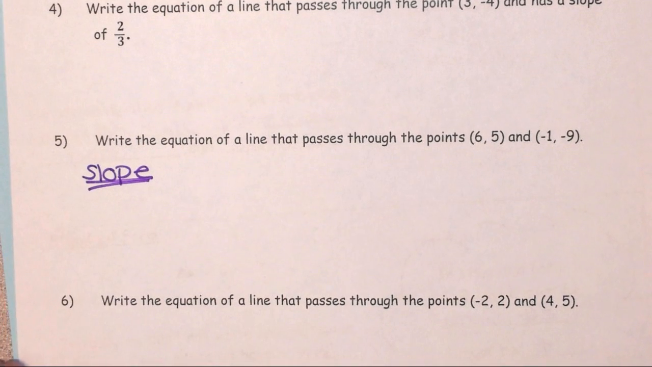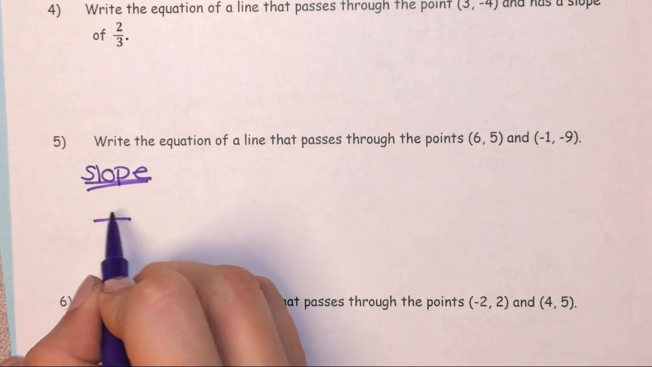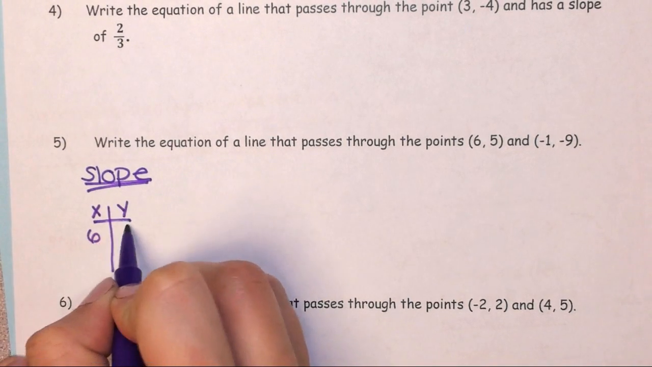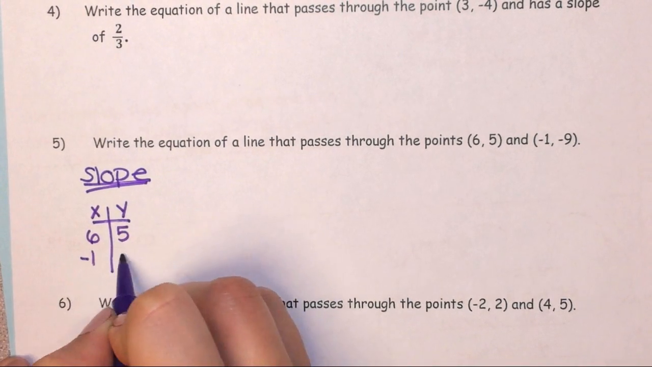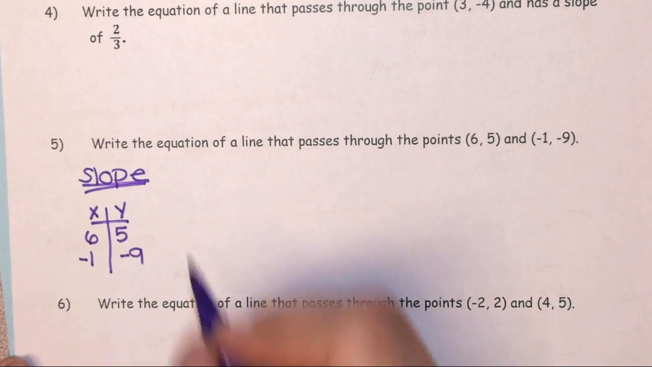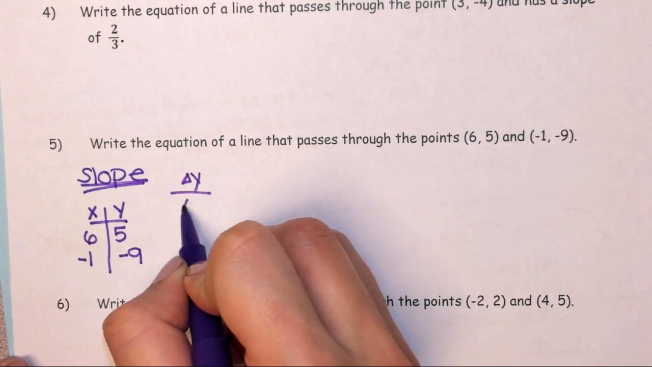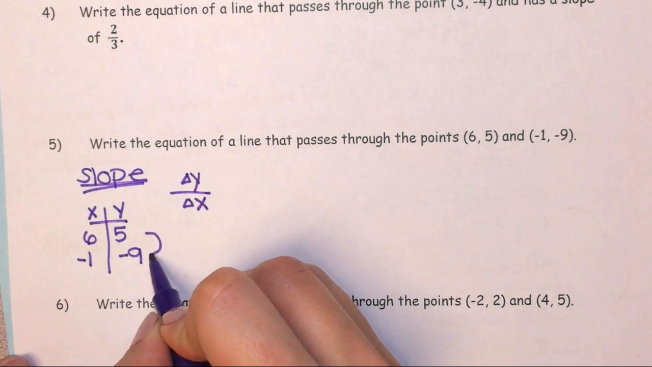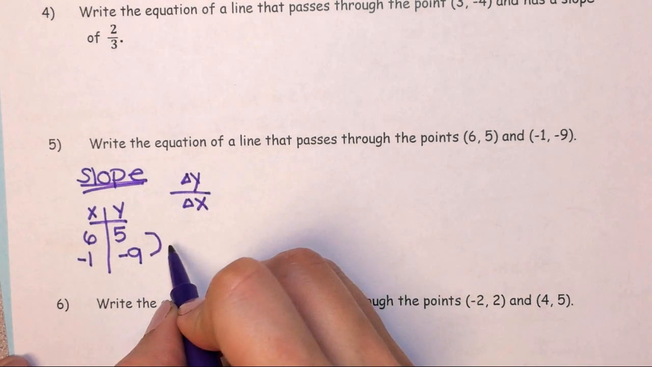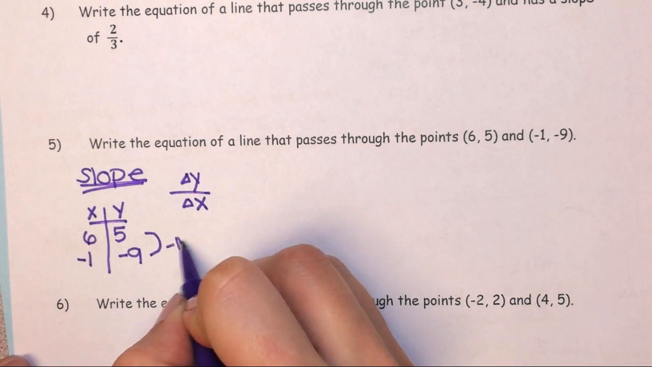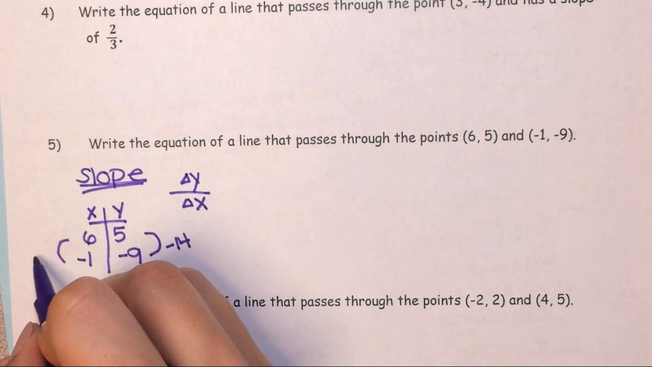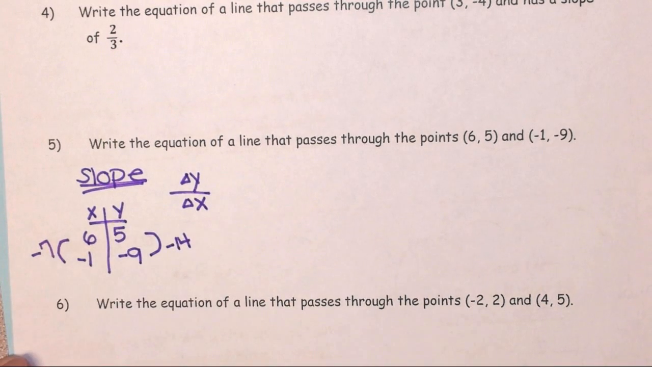We can use our slope formula, or I like putting them in a table. X, Y. We have the point 6, 5, and we have -1, -9. So we need delta Y over delta X. Change in Y over the change in X. To get from 5 to -9, I'm going to be subtracting 14. To get from 6 to -1, I'm subtracting 7.